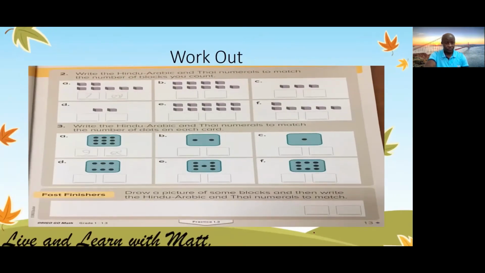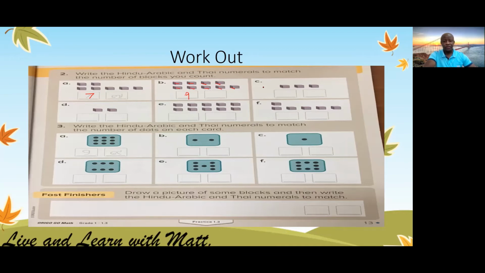Number 2. Write the Indo-Arabic and Thai numerals to match the number of blocks you count. The first one is given. So part A, we have 7 blocks. So we write 7. And please write the Thai numerals here. Part B, let's count together. 1, 2, 3, 4, 5, 6, 7, 8, 9. So we write 9 here. And the Thai numeral as well.